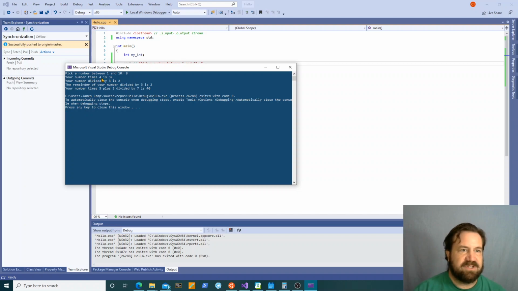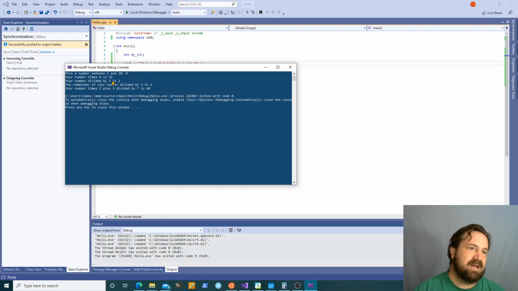Your number times 4 is 32. Okay, your number divided by 3 is 2. The remainder of your number divided by 3 is 2. Number times 5 plus 3 divided by 7 is 40. Okay, let's see if this checks out. 8 times 4 is definitely 32. We should all know that from elementary school.